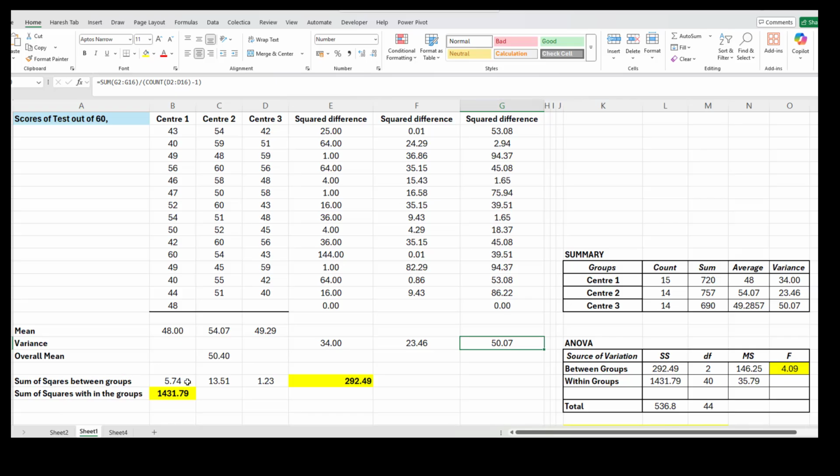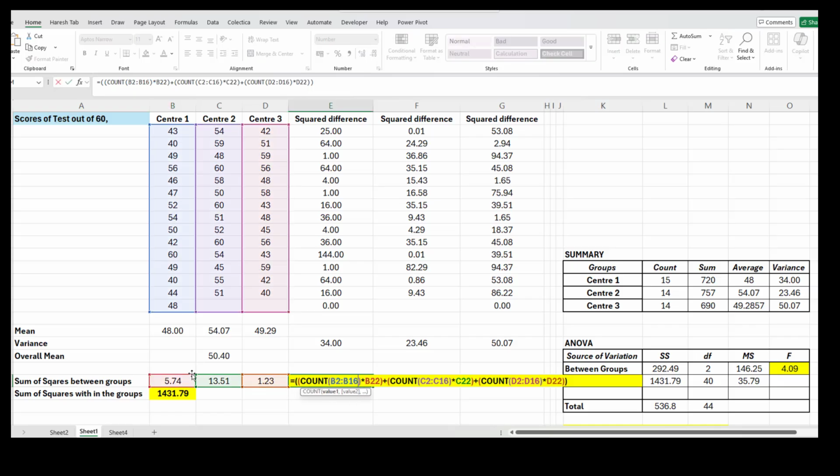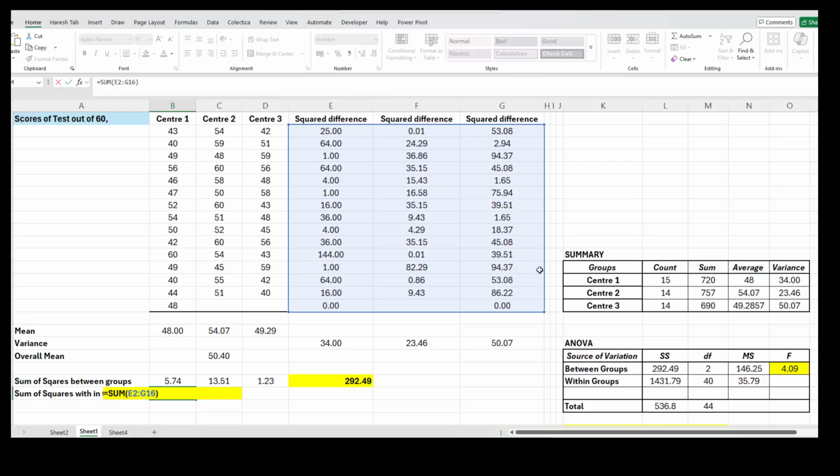Then we have the sum of squares between the groups. When we have the group means and the overall mean, we can calculate that. The same formula we'll use: the count of this into this, plus the count of this into this, so we get the sum of squares for the entire thing. And the sum of squares within the groups is calculated using the total of this.